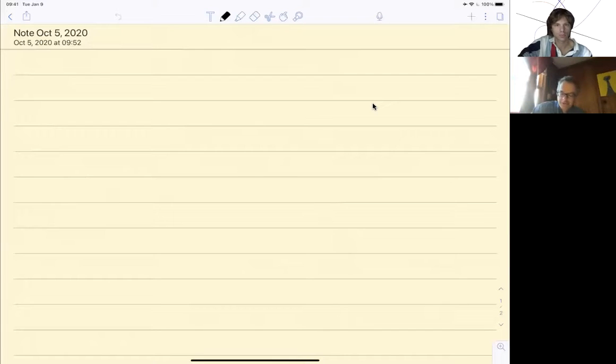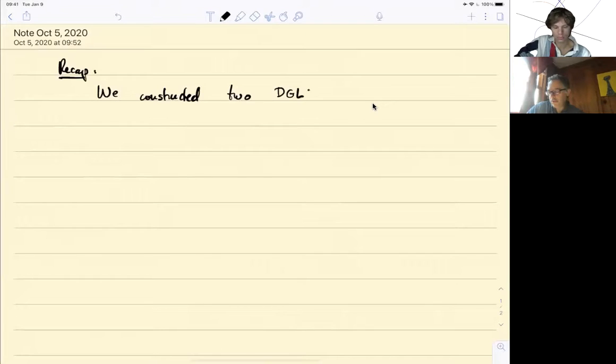So let me recap a little bit from last time. I'm going to go back to stuff that I've said even in the first lecture, but the main idea is the following. So we constructed two different differential graded Lie algebras.